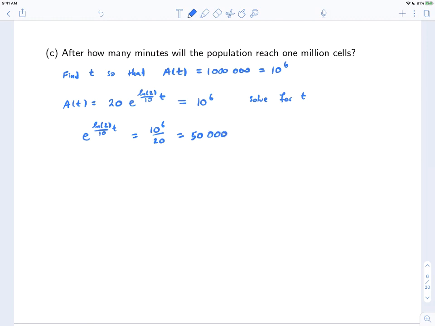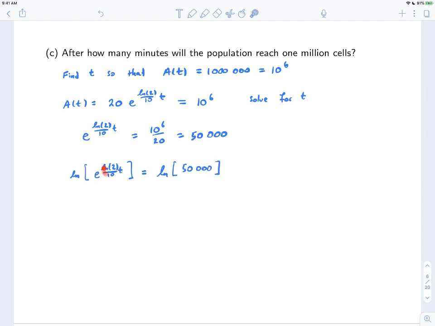So now what do we do? Our objective is to get this t out of the exponent. So we can rephrase this in terms of a logarithmic equation, or we can simply apply the natural logarithm to both sides. So the natural logarithm of e to the ln of 2 over 10 times t is equal to the natural logarithm of 50,000.